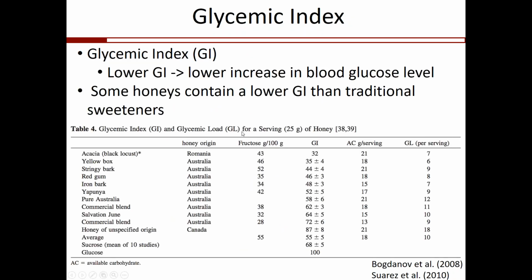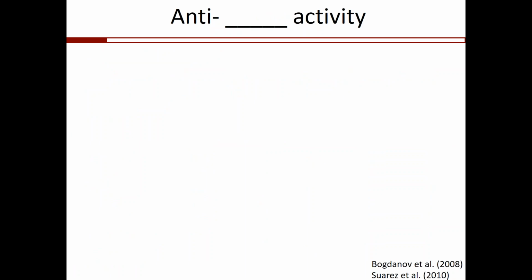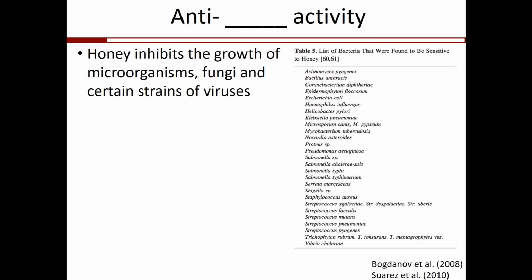Okay, so this is just a table showing some common honeys, and most of them actually have a lower glycemic index right here compared to sucrose and glucose. So honey is a great source as a sweetener for people with diabetes. But honey is also really well known for anti-blank activity. And yes, it's fill in the blank because you can fill it in with almost anything you want. It's antimicrobial, antifungal, and it can even be antiviral as well. It can inhibit the growth of microorganisms, fungi, and certain strains of viruses.